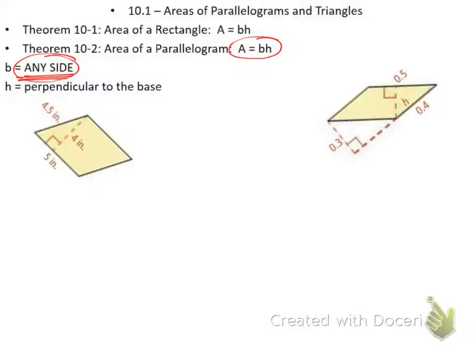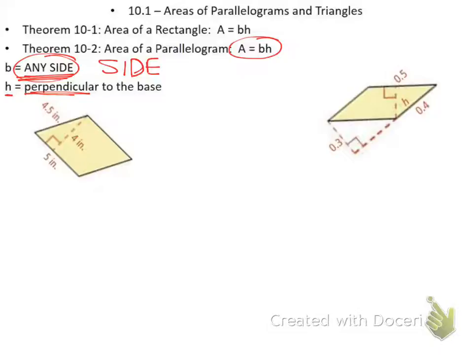That's why in every single one of these problems I have tilted the picture so that we have to see a side and then the height that is perpendicular to the side. So any side I can choose. Again, side, any of them. Any side will always have a height, a line that I can draw that's perpendicular. And again, my height always has to be perpendicular to the base.